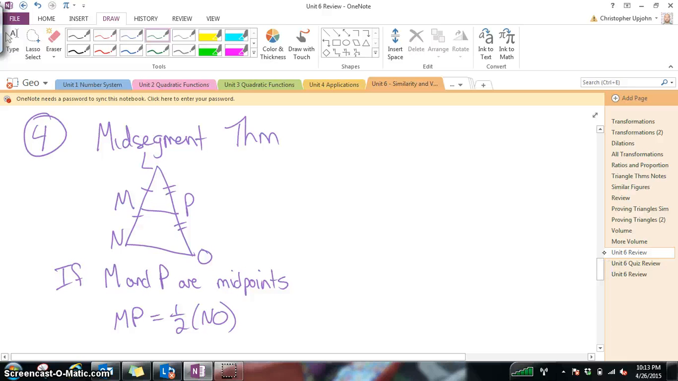Mid-segment, a little bit different. It would also be true, but that's not how we use it. If we have midpoints, and we only know we have midpoints if they give us these marks. That means that LP is congruent to PO, so P is in the middle. LM is congruent to MN, so M is in the middle. That means that this is twice this. And write it out.